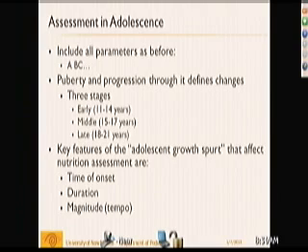Key features of the adolescent growth spurt, which we think about, that are true for both males and females, that affect nutrition assessment are the time of onset. So when do you start seeing that more rapid growth? How long does that last? In other words, does it last a year? Does it last 3 years? Does it last 4 years? And the magnitude in terms of how fast that you see the changes occurring.